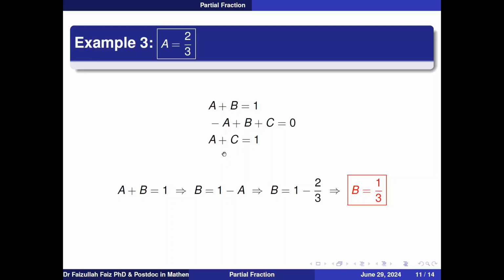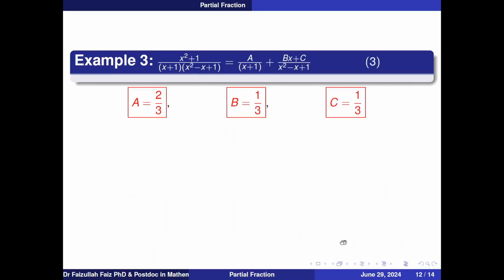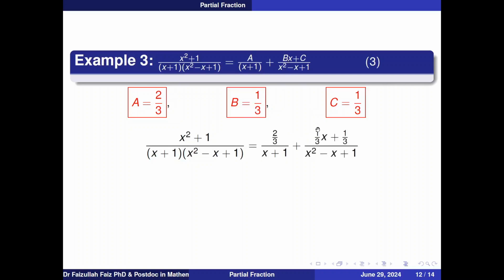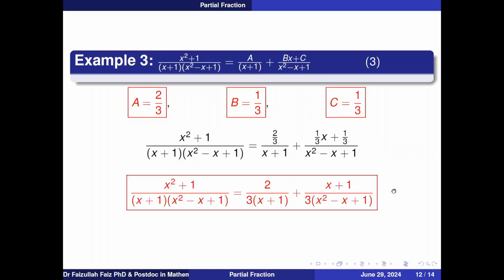Similarly, from the last equation, a plus c equal to 0. Again, we already have the value of a, so we write c is equal to 1 minus a and then we put the value of a here. When we simplify, we get the value of c. So now we have all values of a, b and c. We need to just substitute these values in equation number 3. For a, we put its value 2 by 3. For b, its value is 1 over 3. For c, its value is 1 over 3. And when we simplify, we get the required solution.